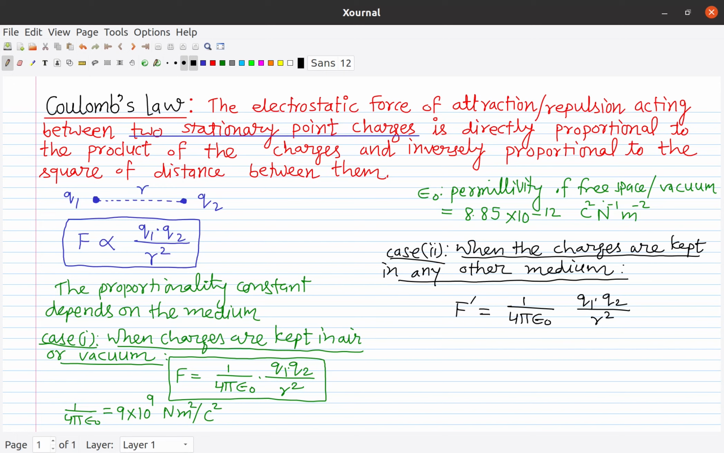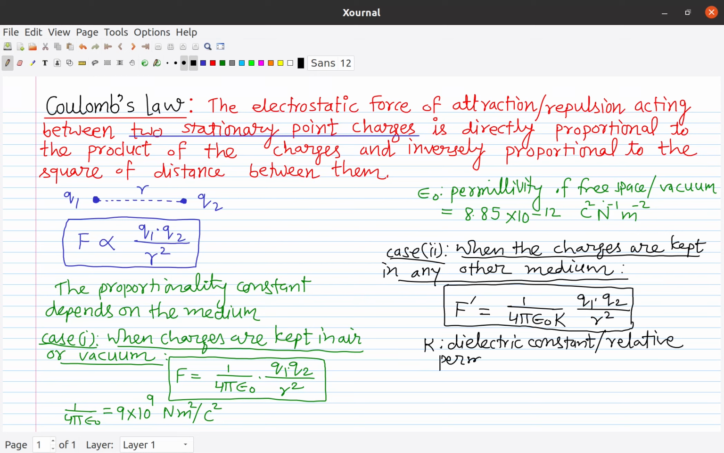But now the force will be reduced by a certain factor, and that factor we call capital K, and this capital K is known as a characteristic of the medium in which the charges are kept. This capital K is called the dielectric constant, or you also call it the relative permittivity of the medium. And what is the value of this K? As I said, F prime will always be smaller than F, so this capital K should always be greater than 1. Only then F prime will be smaller than F.